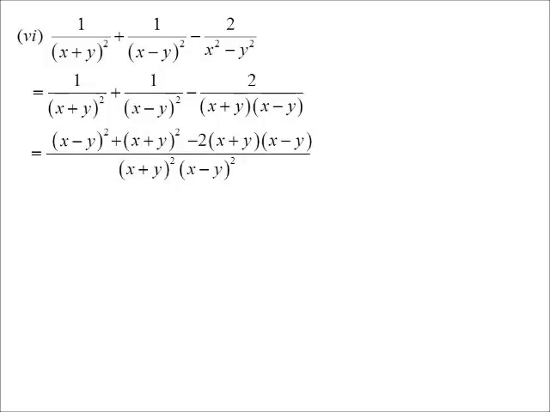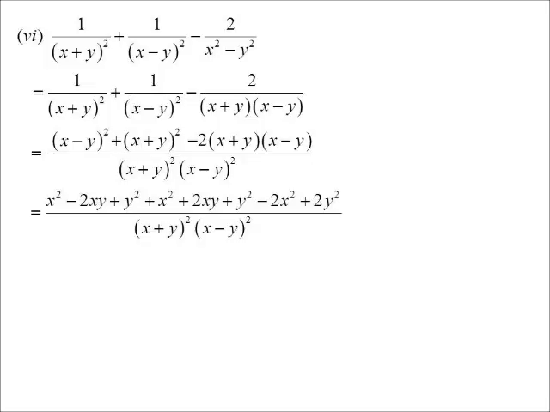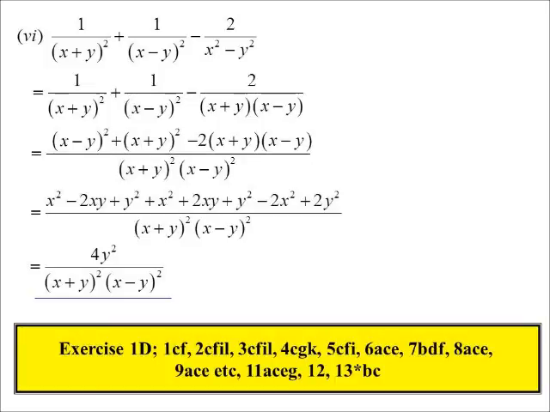But if ever you're in doubt, and you find yourself making mistakes, write more lines down. Don't try and do too much in your head if you're making mistakes. If we did expand the whole thing out, sure enough, there it is, 4y squared. All right, 1D. That would be a point.